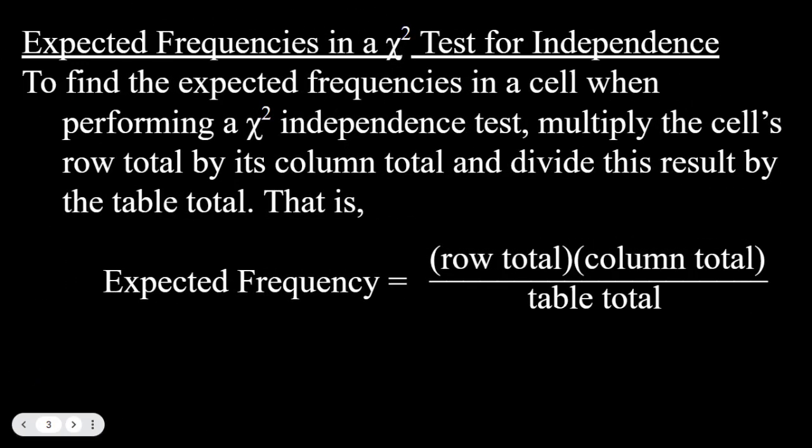The expected frequencies in the chi-squared test for independence. To find those expected frequencies in a cell, when performing a chi-squared independence test, we multiply the cell's row total by its column total, and then divide that result by the table total. In other words, and we have to do this for each cell in our table, we multiply the row total for the cell that we're looking at times the column total for that cell, divided by the total for the entire table. I'm going to show you how to do that in a little bit, but that's how we find expected frequencies.